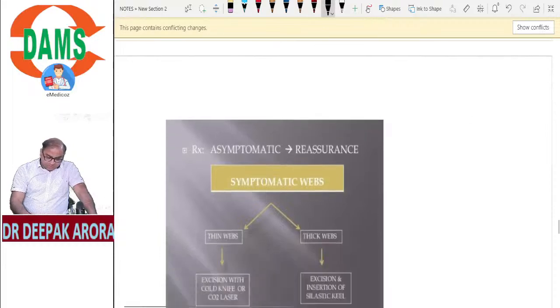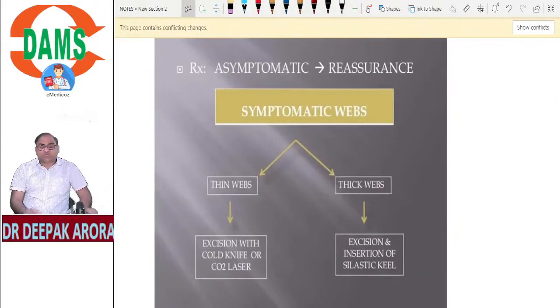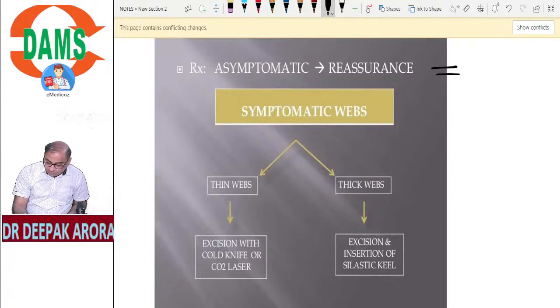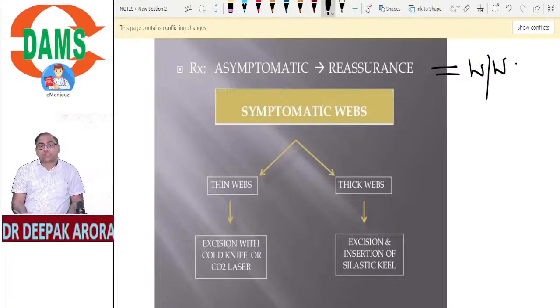I'm sharing a nice important flowchart. Let us revise this flowchart in a nice way. If the newborn is asymptomatic, we'll go for wait and watch. Absolutely, wait and watch. If the patient is having symptoms, we can go for excision with the help of CO2 laser, or Silastic keel will be used in thick webs.